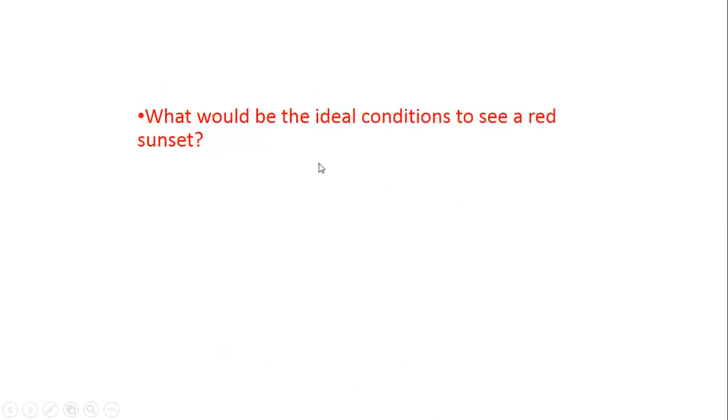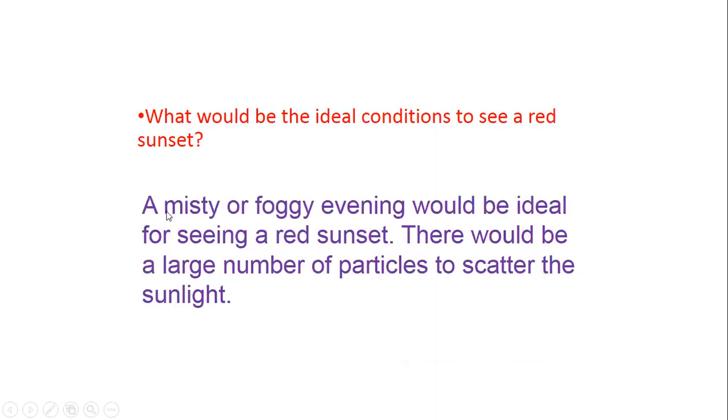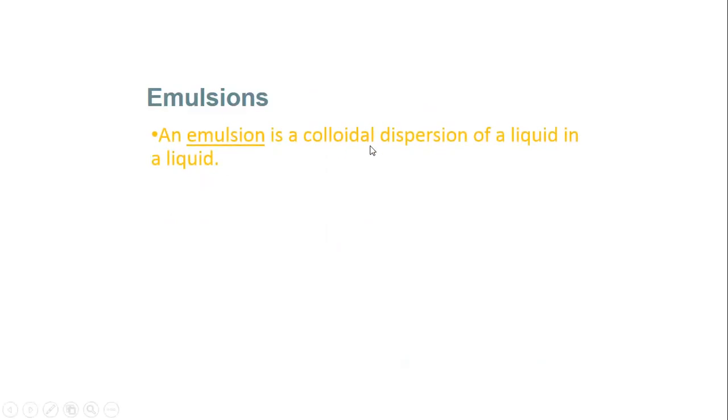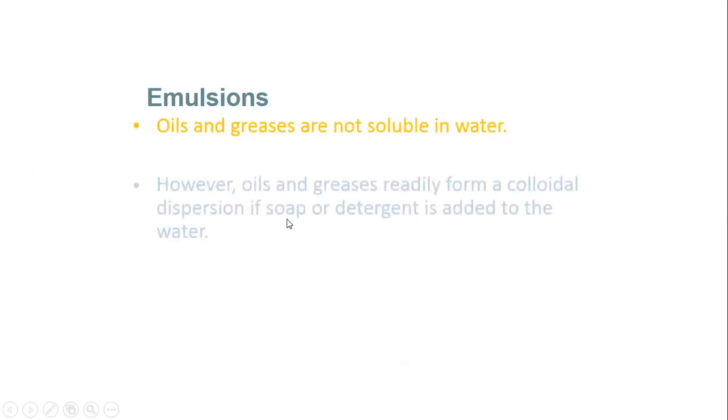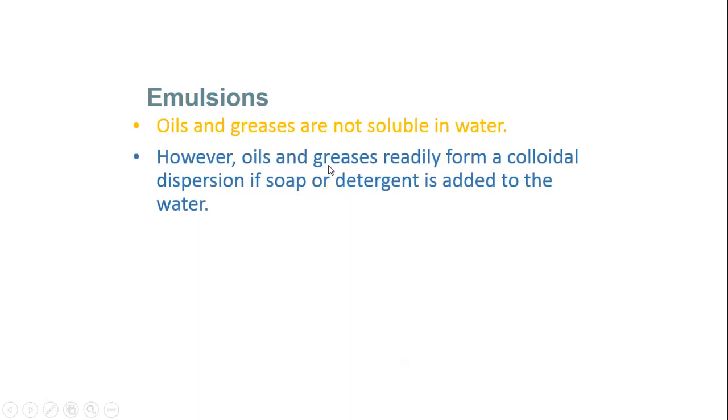What would be the ideal condition to see a red sunset? A misty or foggy evening would be ideal for seeing a red sunset. There would be a large number of particles to scatter the sunlight. What is an emulsion? An emulsion is a colloidal dispersion of a liquid in a liquid, such as oil in water, for example. Oils and greases are not soluble in water. However, oils and greases readily form a colloidal dispersion if soap or detergent is added to the water.